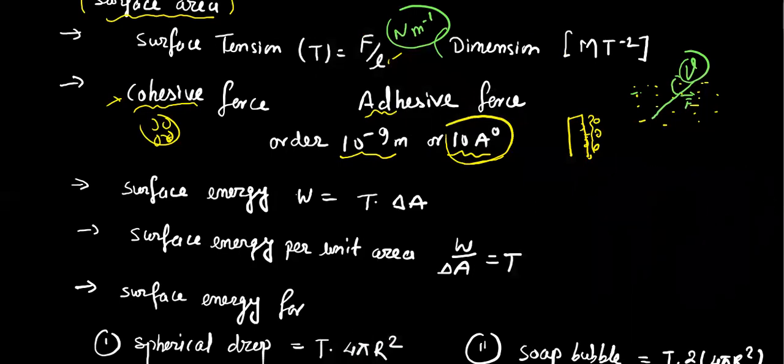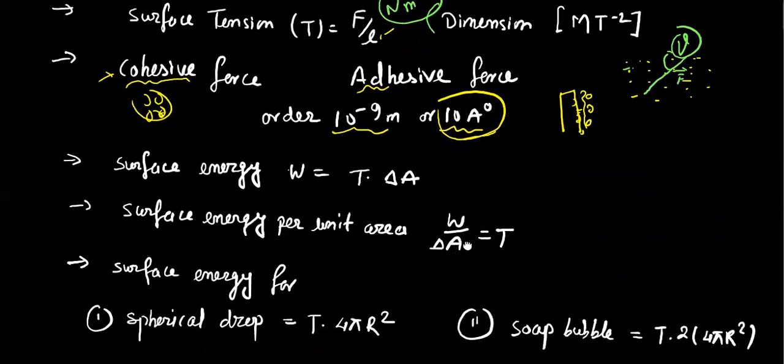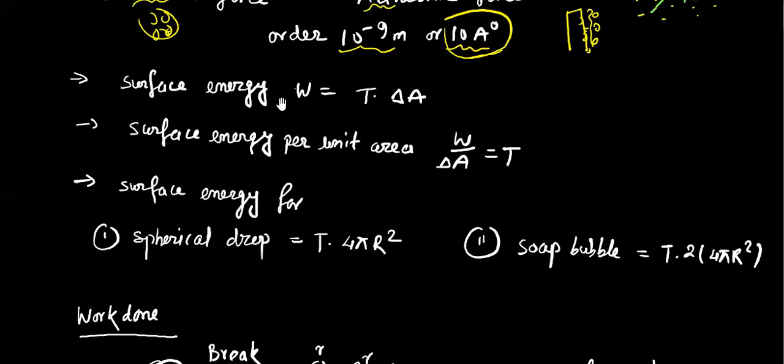So now we are moving slightly forward, and this is the expression for surface energy, and it is represented by work done, and its expression is surface tension times change in, or increase in, area. So surface energy in definition is the work done to increase the surface area of any liquid. That's why it is represented by this W. So surface energy per unit area is just a modification of this expression.